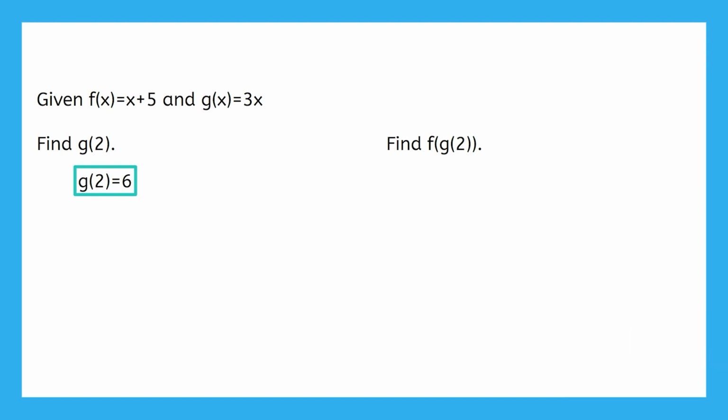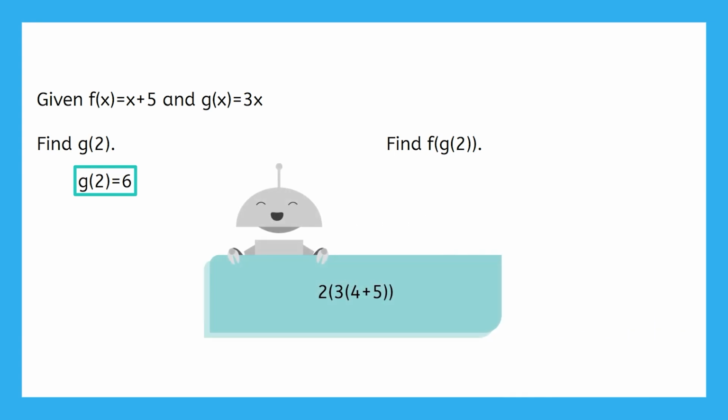Well, let's see. If we read this as g of 2, then we can read this as f of g of 2. Notice how g of 2 is nested within f? This means that one function is inside the other. It reminds me of the nested parentheses we worked with in the order of operations. Like this problem. We start by solving the innermost parentheses, and then we work our way outward.